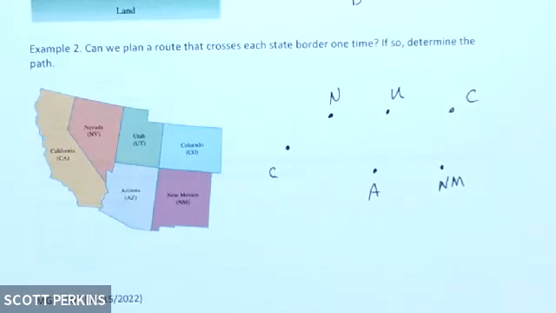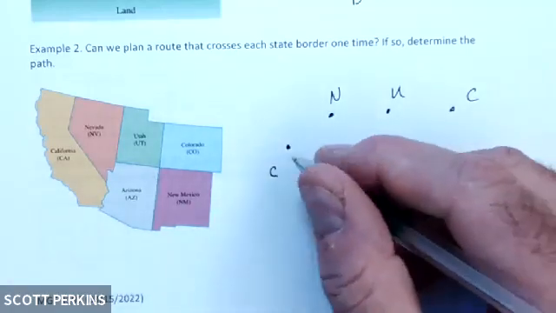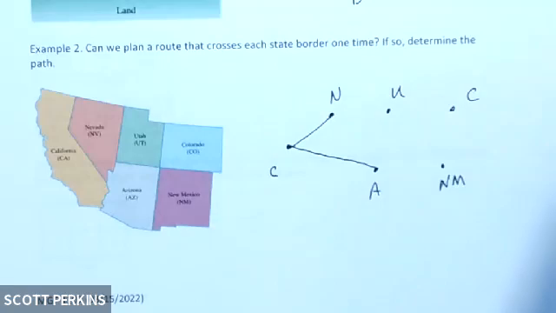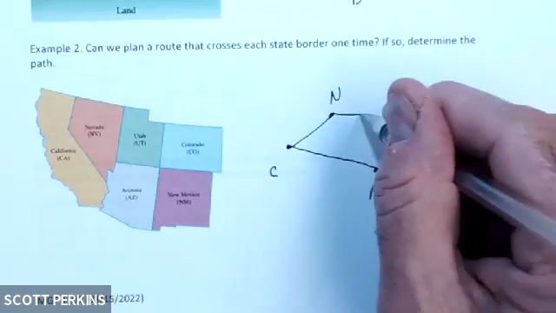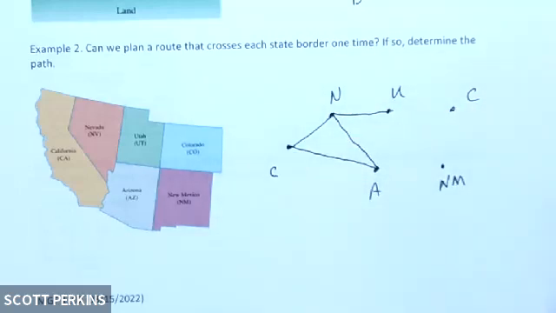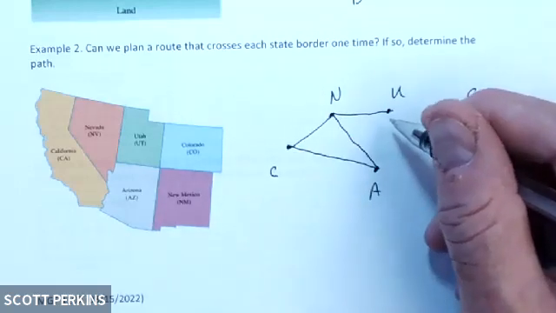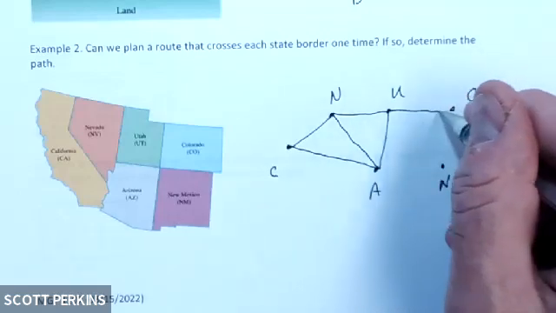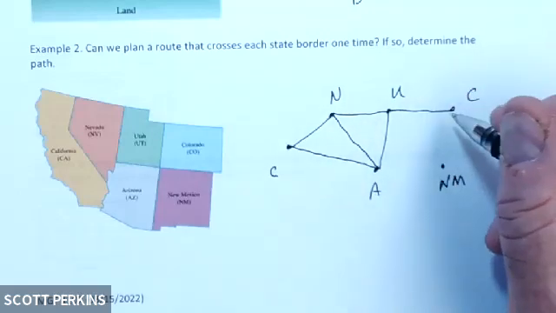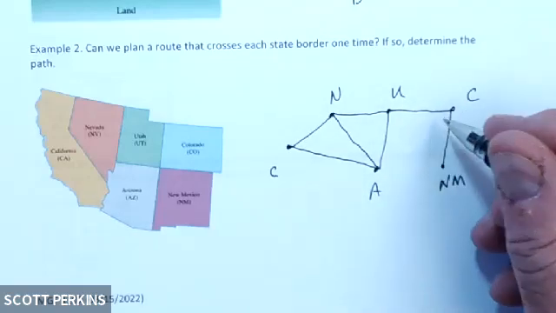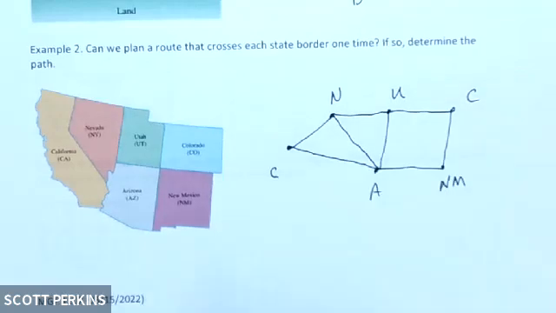So this part's not new. That's why I'm going through it a little quicker. So from California, California shares a border with Nevada and with Arizona. Nevada shares a border with Utah and then Arizona and also California, which we've already got. Utah shares a border with Arizona and Nevada, which we already got, and Colorado. Colorado shares a border with Utah and New Mexico. And finally, New Mexico has Colorado and Arizona.